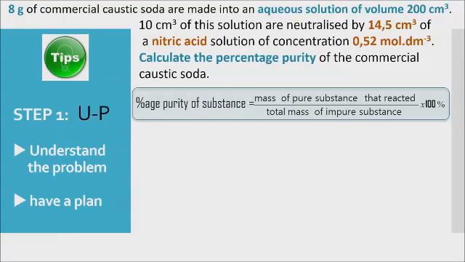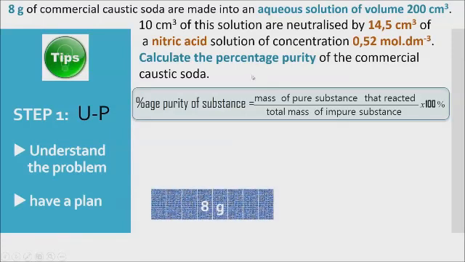Why do I say the bottom of my question? The question says calculate the percentage of purity. In other words, I know I have an impure substance. So this is how I'm going to do it. There's the 8 grams they've given me. Now, this I know is impure. I can't use this one. I can't use the impure one. I can't use this 8 grams impure.